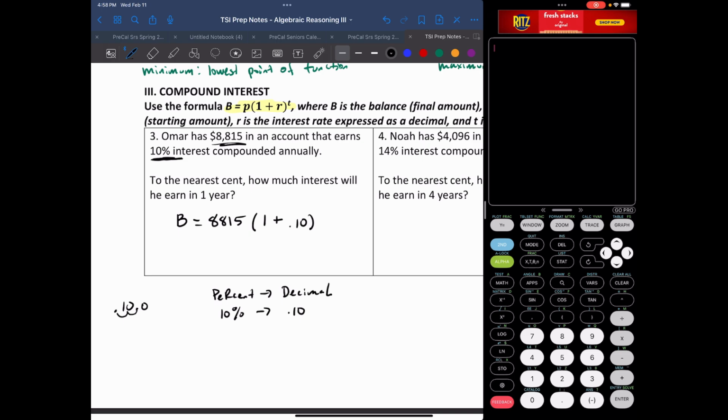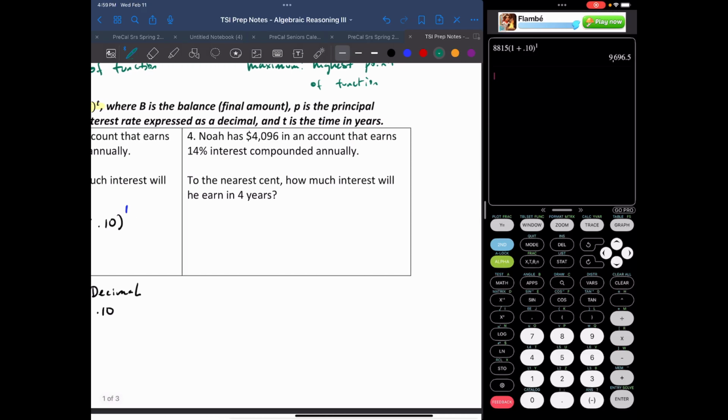raised to, well, what's the time in this case? The time is 1 year. So I'm going to raise it to the first power. And then I'm just going to use my calculator. I'm going to type exactly what appears on my page. And I get this as my final amount in 1 year.